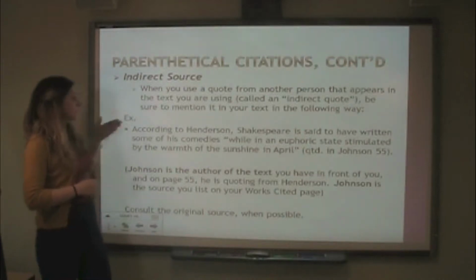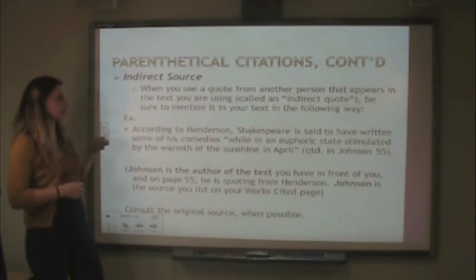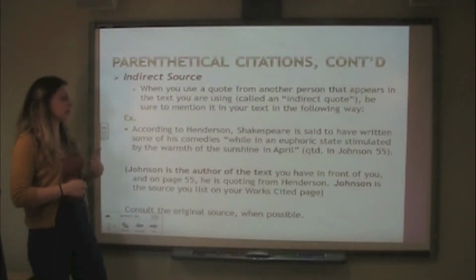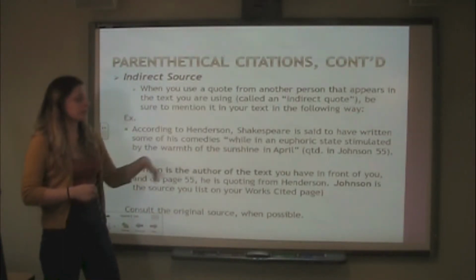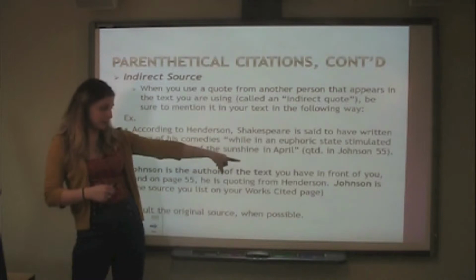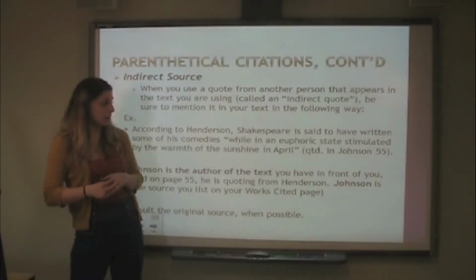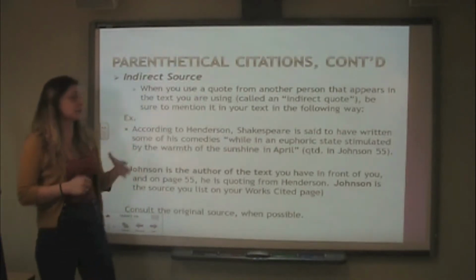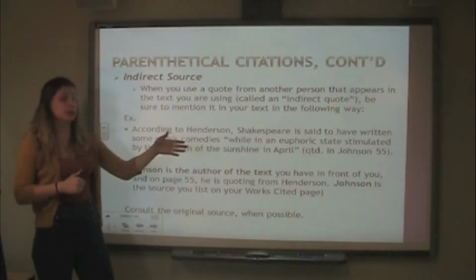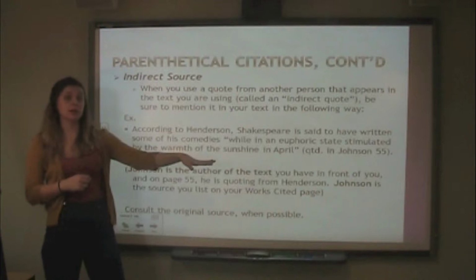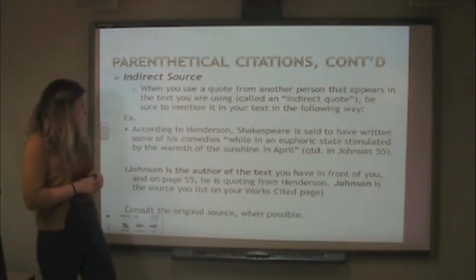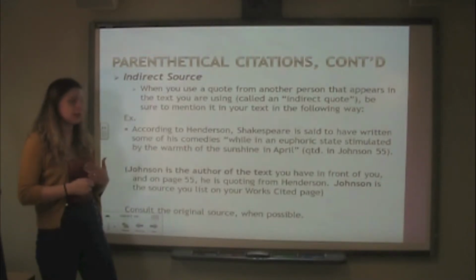Here's an example. So according to Henderson, Shakespeare is said to have written some of his comedies while in a euphoric state stimulated by the warmth of the sunshine in April. So you would mark this by "quoted," standing for QTD in Johnson 55. That would signify that you didn't actually get the direct source of what Henderson said, you just took it from Johnson. So Johnson is the author of the text you have in front of you, and on page 55 he is quoted from Henderson.